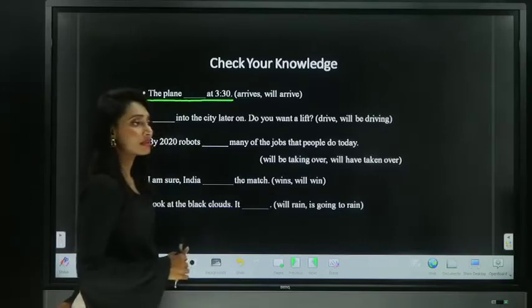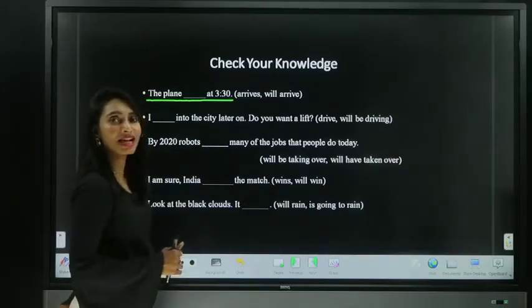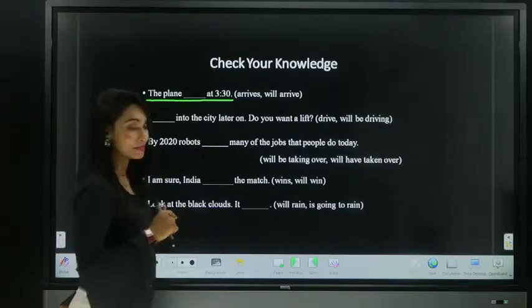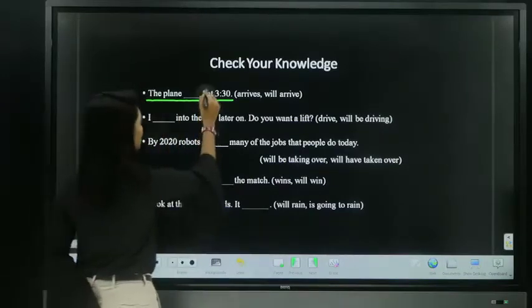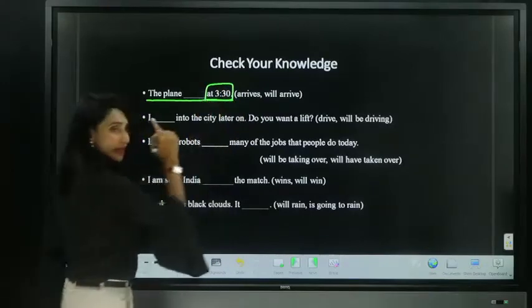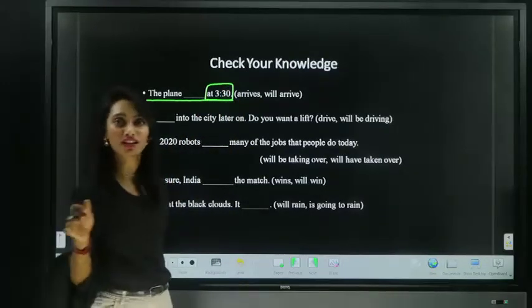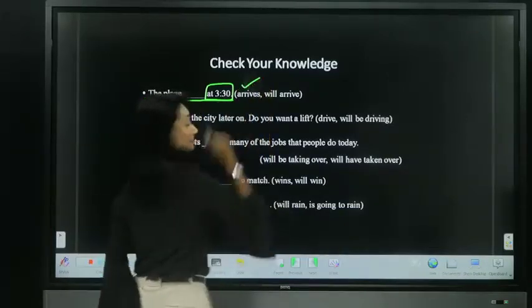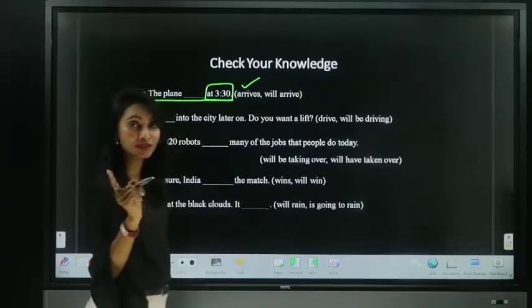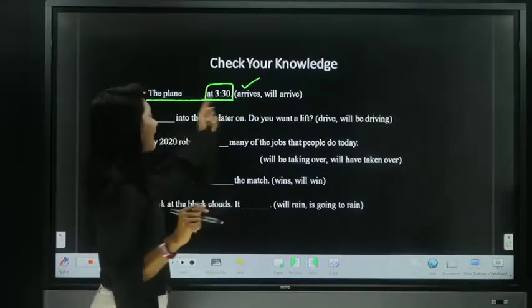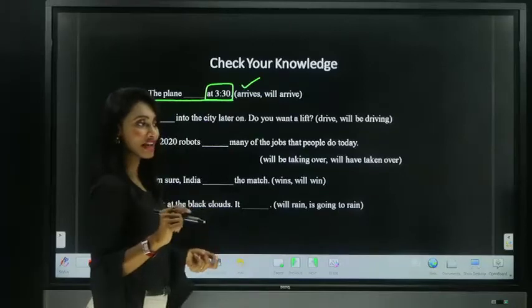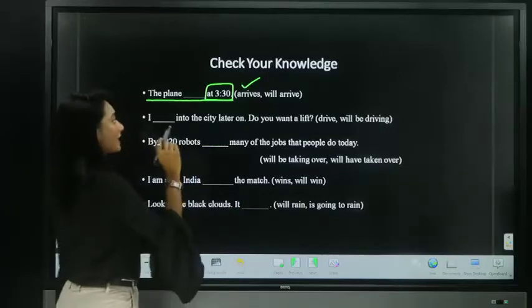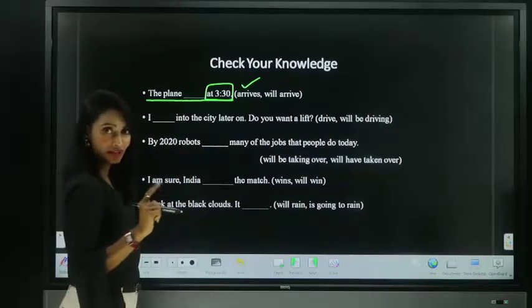Remember, even though the task is for future tense, do not forget the basics which we learned yesterday. The plane at 3:30, we are talking about a 3:30 plane. That means it is scheduled. Scheduled or planned actions must be represented in simple present, not simple future. So the plane arrives at 3:30, not will arrive. I hope it is clear.